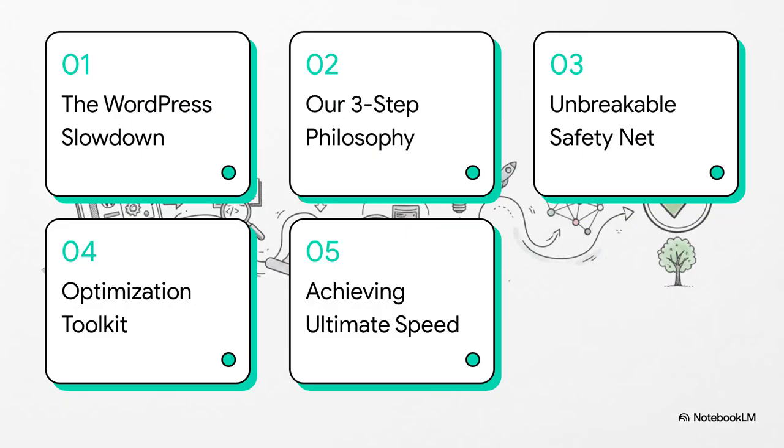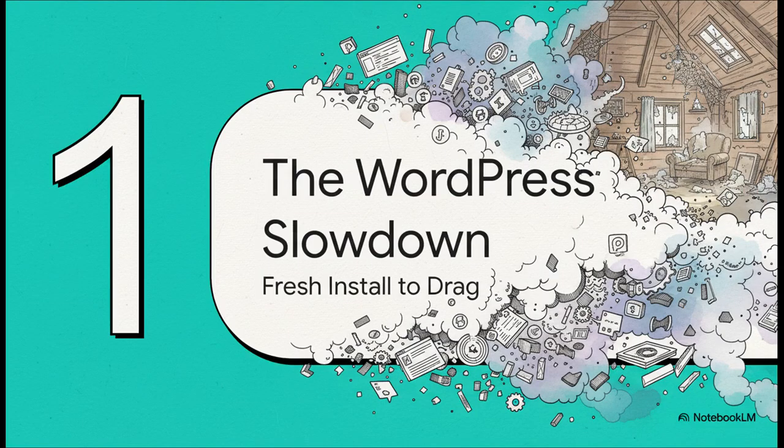So here's our game plan. First, we'll tackle the problem head-on, the WordPress slowdown. Then, we'll walk you through our core three-step philosophy. After that, we'll talk about something we're incredibly proud of, our unbreakable safety net. Then we'll get into the fun stuff, your optimization toolkit, and finally, how we tie it all together to achieve just ridiculous speed. All right, let's get into the nitty-gritty.